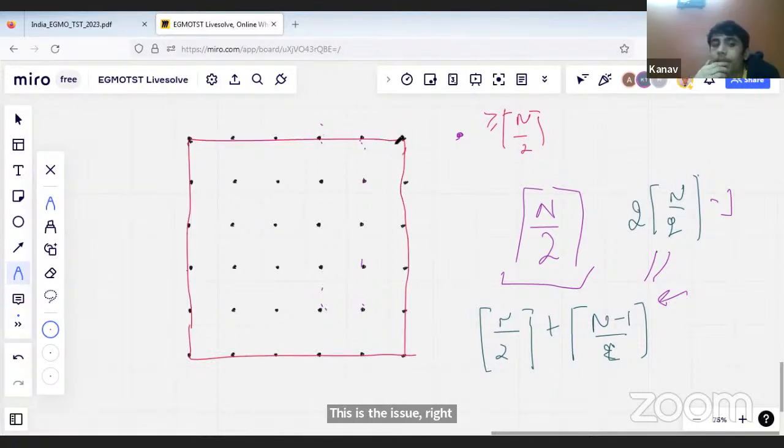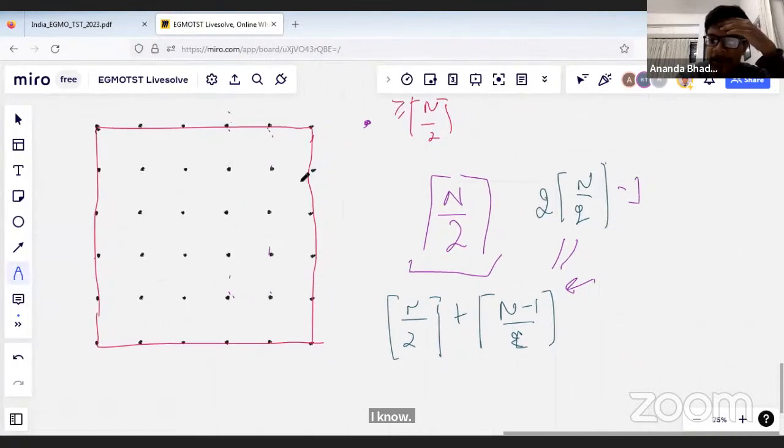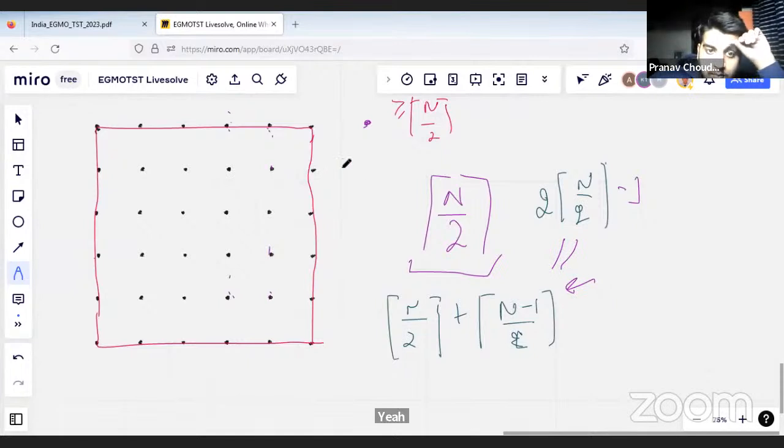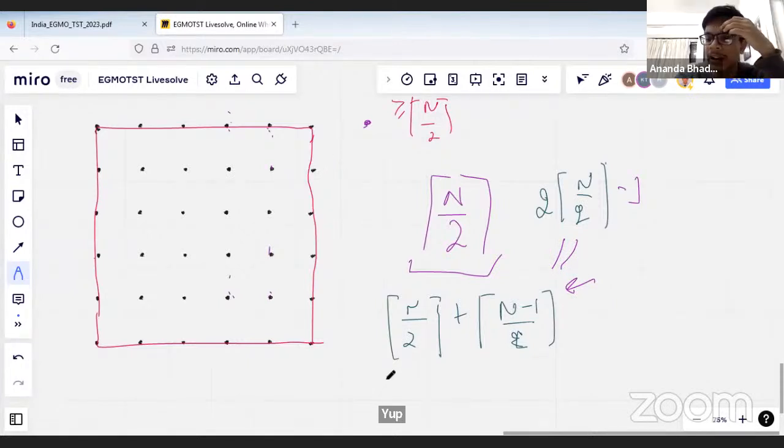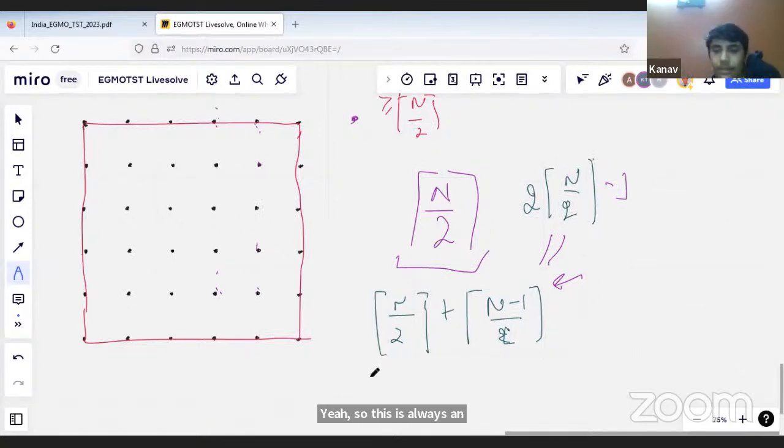Kanav? Yes. Also, sorry, this is not the answer actually, because this is always n. And for even n, we found a construction for n minus 1. Both of these are ceilings, right? Yes. Yeah, so this is always n. This is not equal to this. Yeah, an answer of this, right?